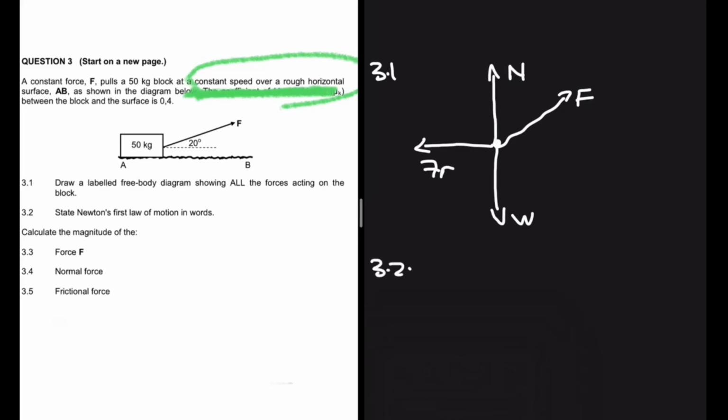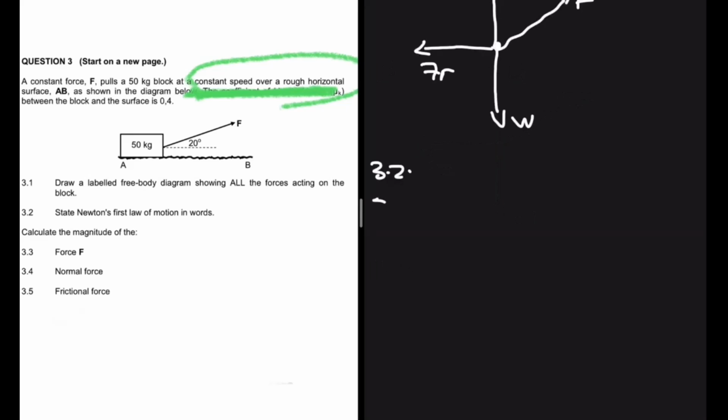Let's state Newton's first law of motion in words. So it says that a body will remain in its state of rest or motion at constant velocity unless a non-zero resultant force acts on it.